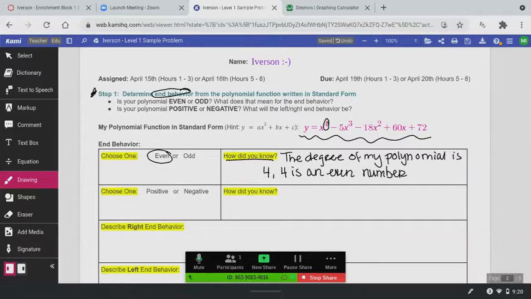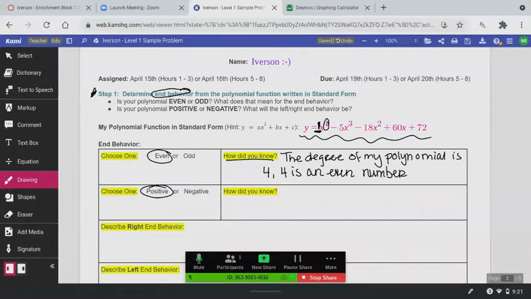All right. So the next thing that I need to determine is if my polynomial is positive or negative. And I do that by looking at my a value. My a value would be the leading coefficient or the coefficient that's attached to the term that's got my largest exponent. So in this case, I've got no number in front of my x to the 4th, so we assume that there is a 1 there. Now my 1 is positive, meaning that my polynomial function is also positive.